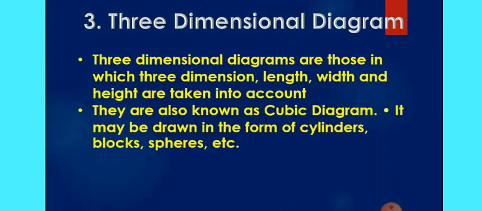Now, three-dimensional diagram. You have done one-dimensional and two-dimensional; now three. What is three-dimensional? One-dimensional is one variable, two-dimensional is two variables, and three-dimensional is nothing but three variables. For example, you use length, width, and height. Using this, we can draw a three-dimensional diagram. Also, it has some name.